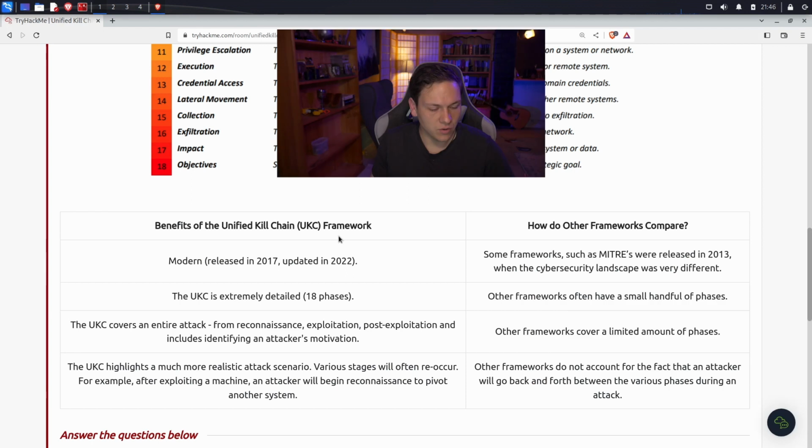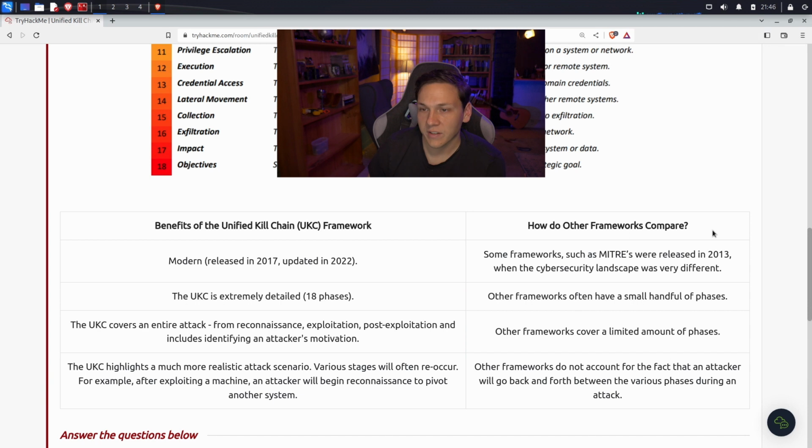Benefits of the Unified Kill Chain Framework. It's modern. The UKC is extremely detailed. It covers an entire attack from reconnaissance, exploitation, post-exploitation, and includes identifying an attacker's motivation, which is clearly seen in phase 18, the intention of the attacker, what they wanted to achieve with all of that work. The UKC highlights a much more realistic attack scenario. Various stages will often reoccur. For example, after exploiting a machine, an attacker will begin reconnaissance to pivot to another machine.